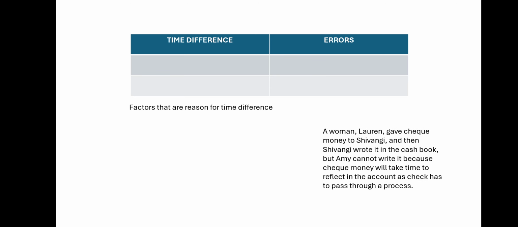Now let's see one more factor. A woman, Lauren, gave a check directly to Shivangi. Shivangi directly writes it in her cash book because she received it. But Amy cannot write it because the check money will take time to reflect in the bank account, right? As the check has to pass through a process. So there's a time gap between Shivangi writing the same amount and Amy writing it. Amy will write it a little late.